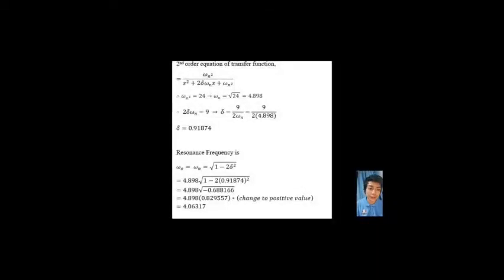To calculate the frequency analysis, from the equation (s + 6) divided by (s squared + 8s + 18), that's the G(s), and we can assume H(s) equals 1. Using the formula G(s) over 1 plus G(s)H(s), it will be as follows. After doing the calculation, use the second order equation of transfer function. The equation is as follows.